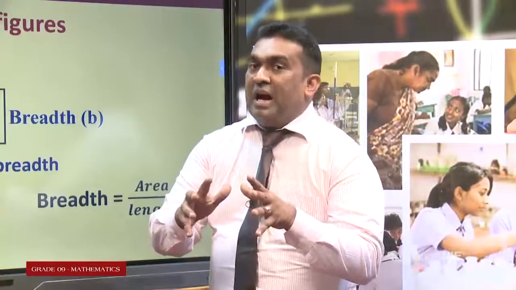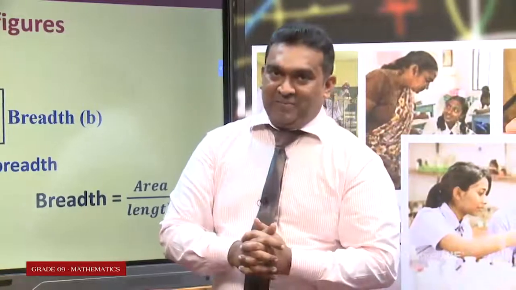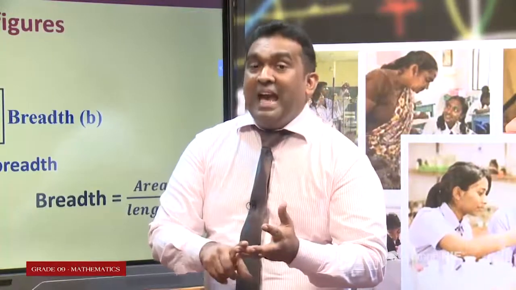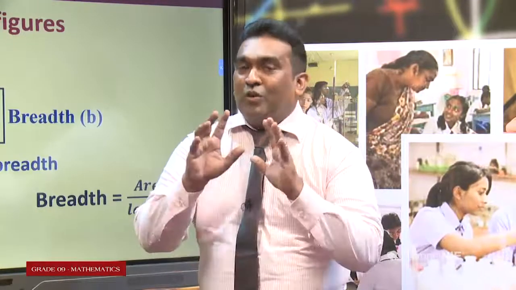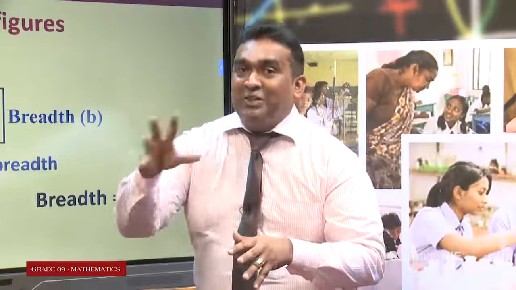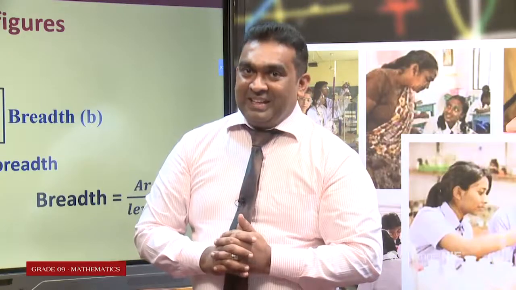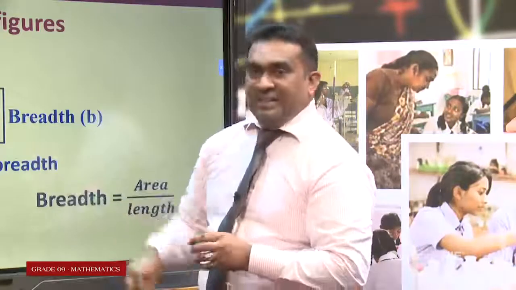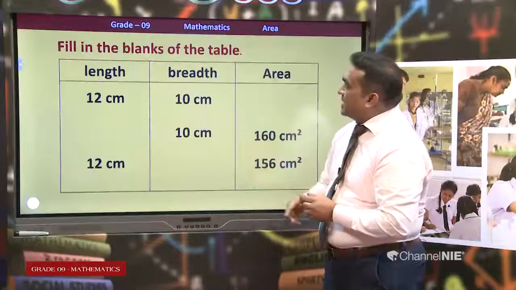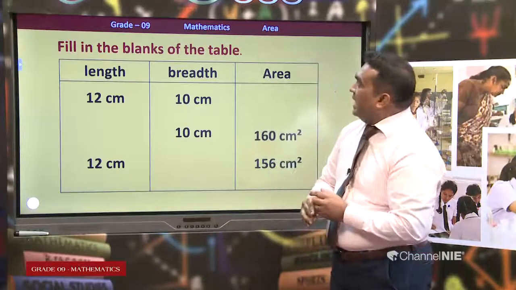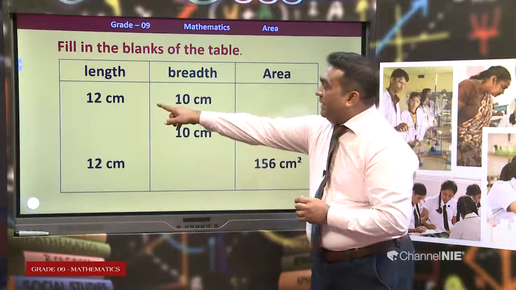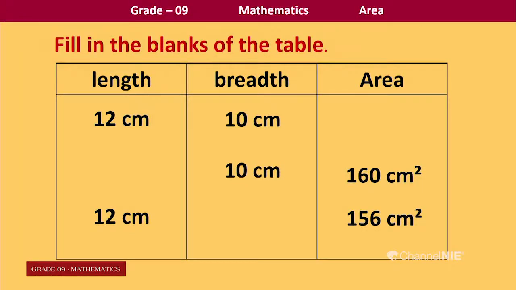In this formula, there are three variables: length, breadth and area. If you want to find out area, you have length and breadth. Therefore, try to understand the pattern. We can consider an example. Fill in the blanks of the table. Here you can see length as 12 centimeters, breadth as 10 centimeters. We want to find out the area. Then how to get the area? Length multiplied by breadth, 120 square centimeters.